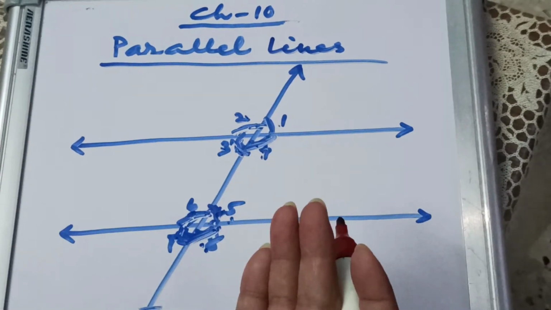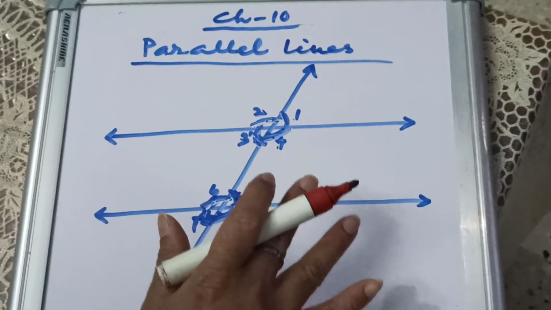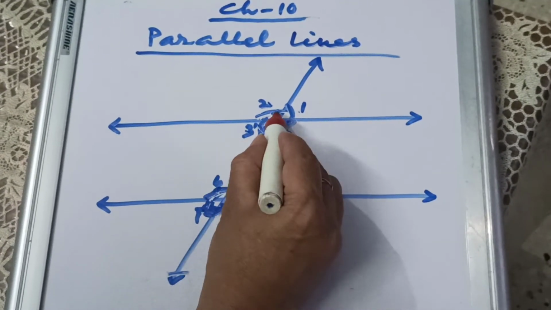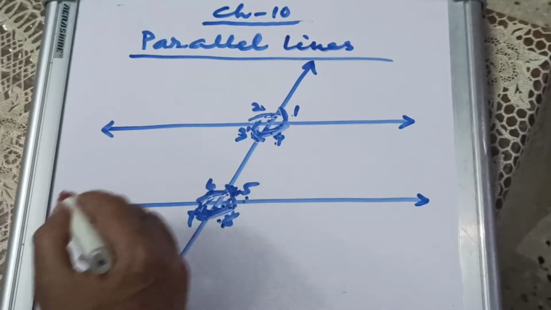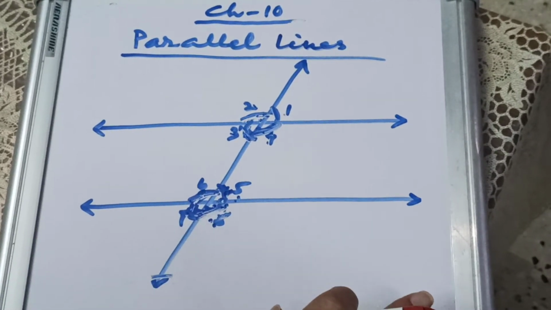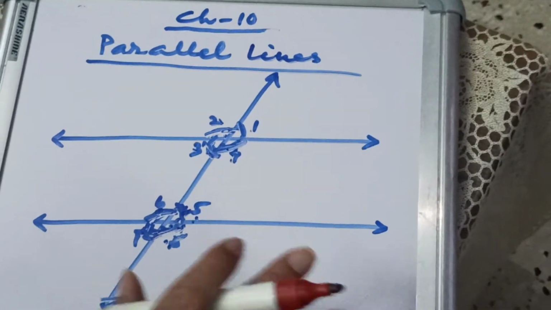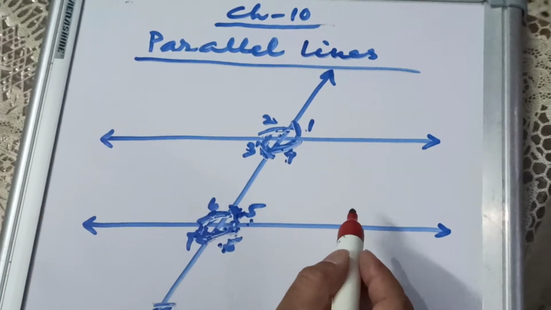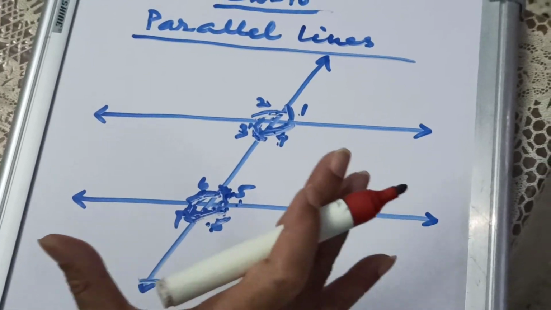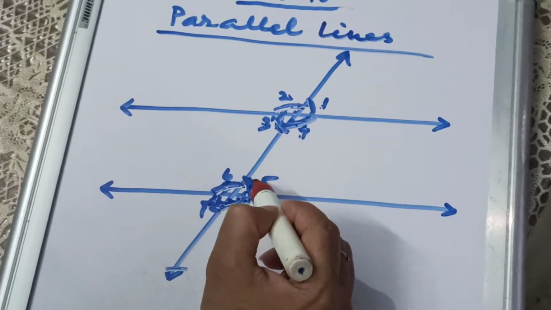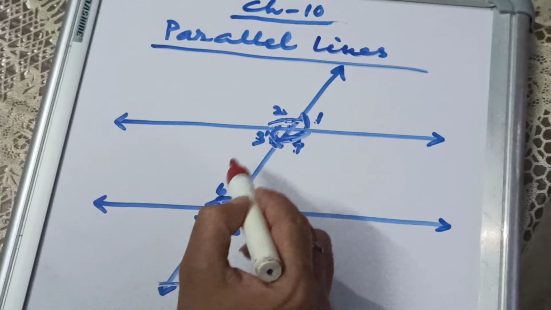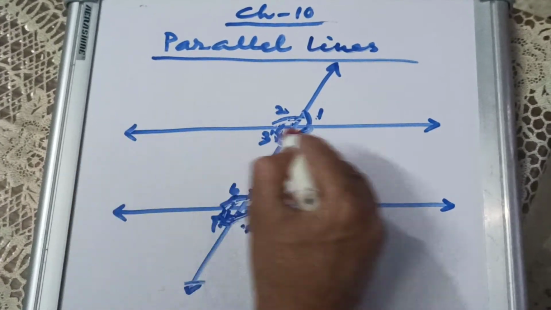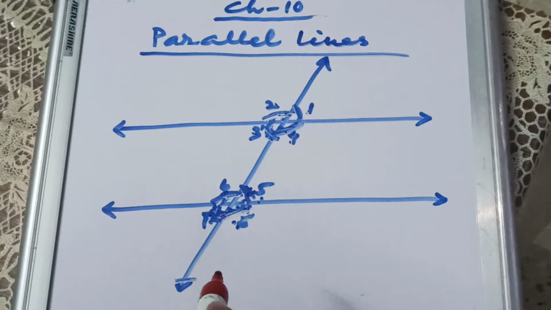इसके विपरीत, if a transversal cuts a pair of lines, that is not a parallel lines. If a transversal cuts a pair of lines in such a way that this angle are equal, this angle are equal, this angle are equal, this angle are equal, then we can say it is a parallel lines.